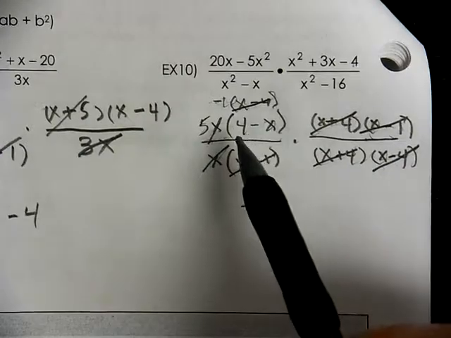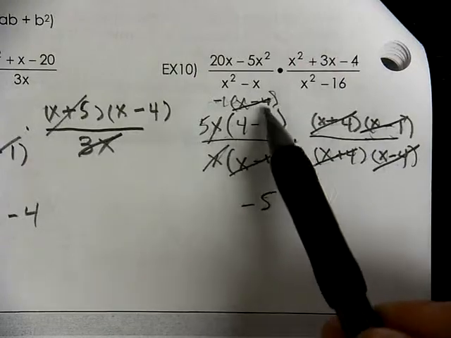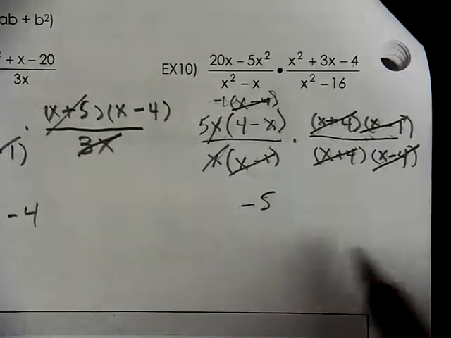That was a tricky move. You had 4 minus x. You had to switch that over to an x minus 4 by factoring out the negative. That would change both signs and leave you with a negative 5.